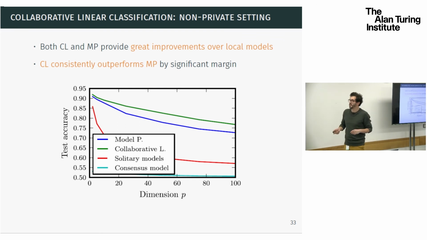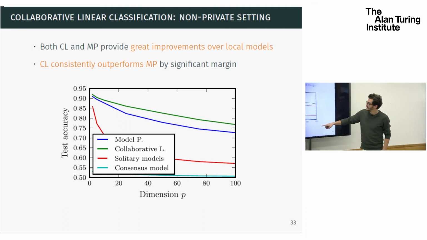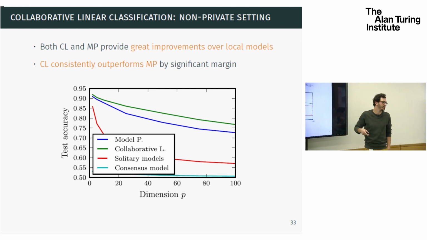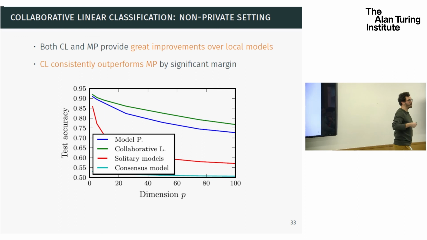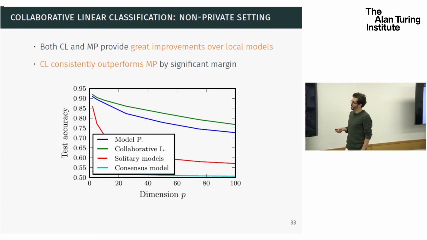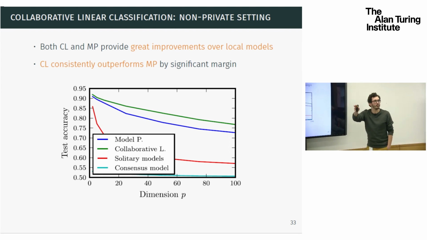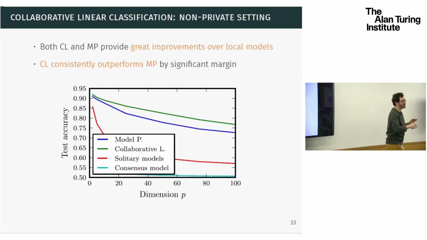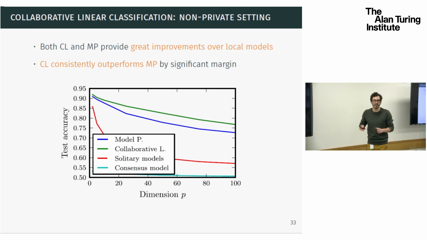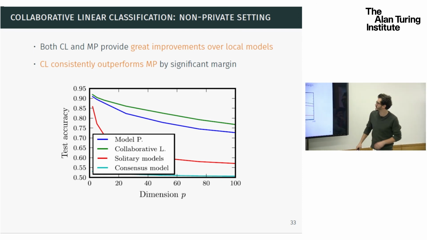This is the kind of results that we got. The x-axis is the dimension. The y-axis is the test accuracy, okay? So the model that I learned, when I apply it to some unseen test data, this gives me the accuracy. See that everybody goes downward with the dimension. This is because the number of training examples overall in the network stays fixed, okay? So the higher the dimension, the more difficult it gets.